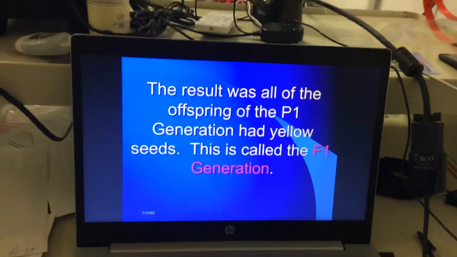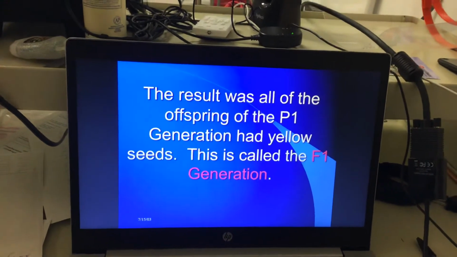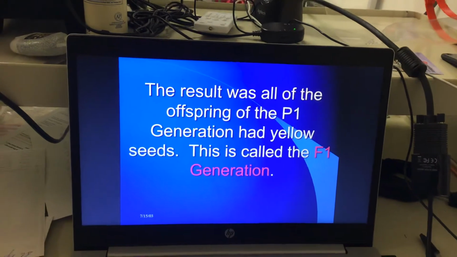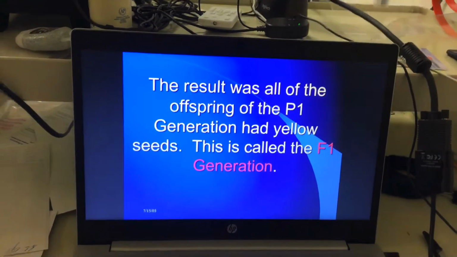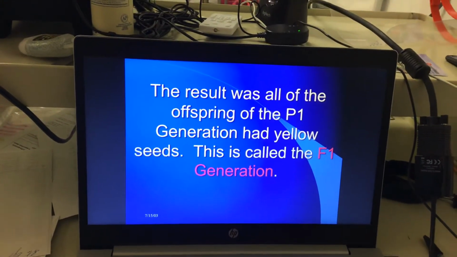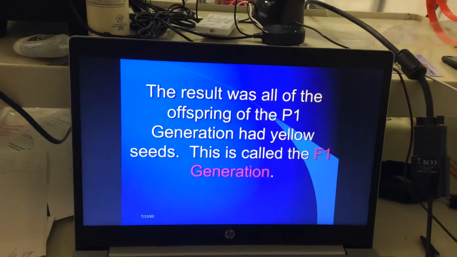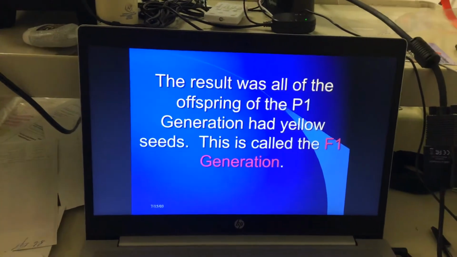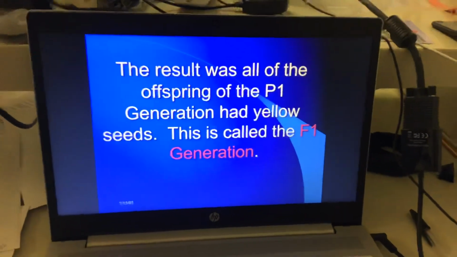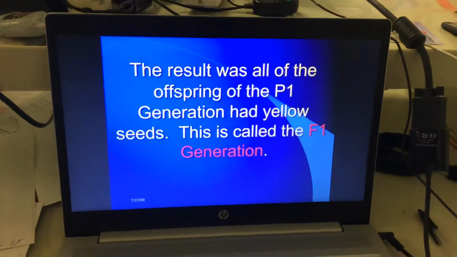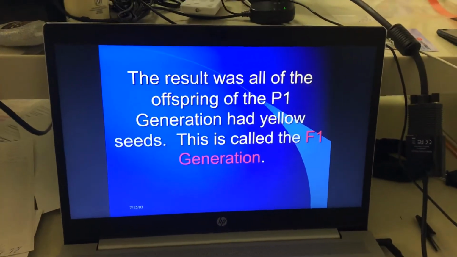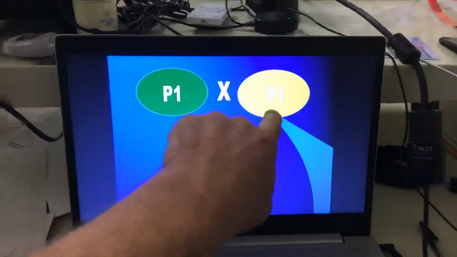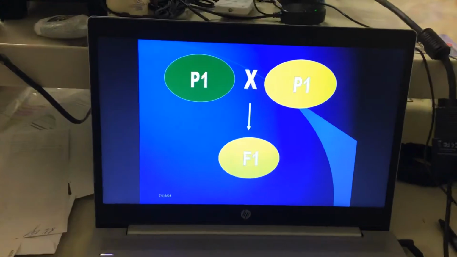So if you had to guess, do you think green or yellow was the dominant trait? And you, of course, would all say yellow. So the P1 generation is the parent generation. The F1 would be their offspring. I think of it as family 1 generation. All right, so he crossed a green with a yellow, and he got all yellows.